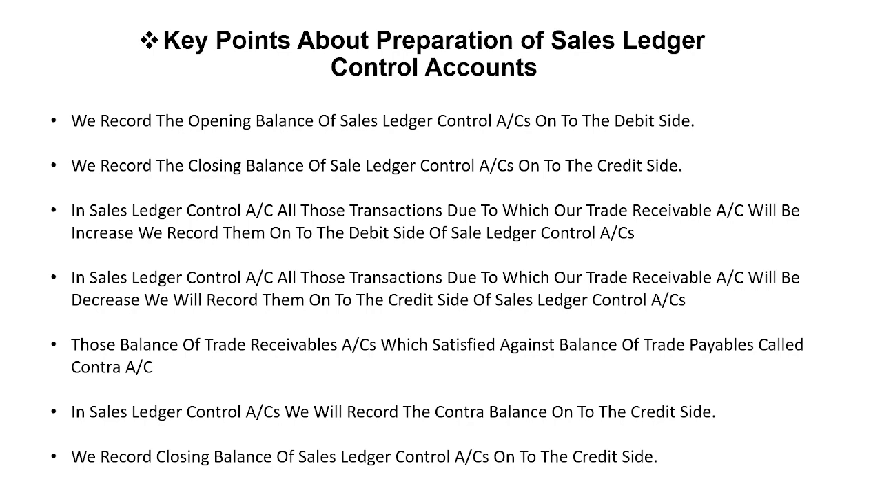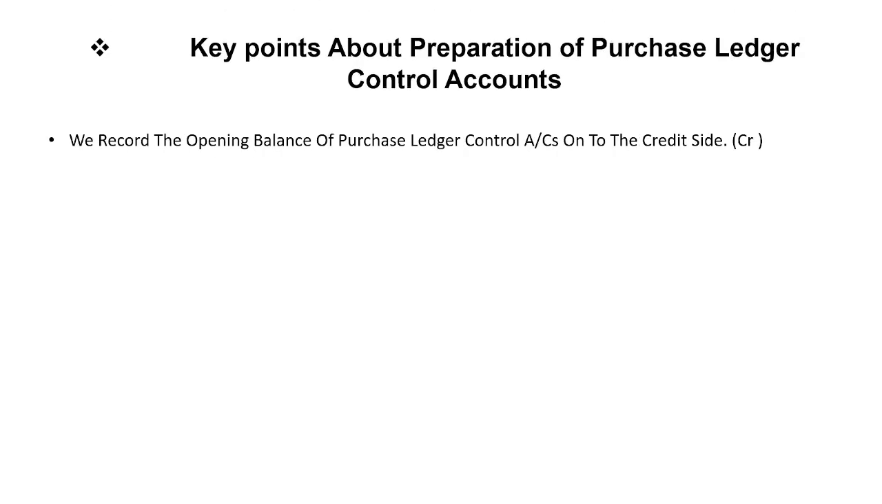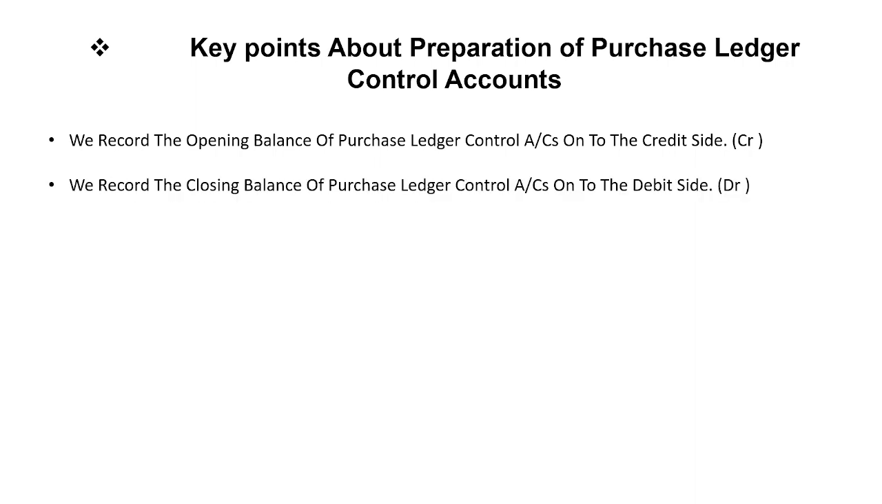You will easily prepare the sale ledger control accounts. Within a few seconds, we will understand some key points about the purchase ledger control account. The first point is that we record the opening balance of the purchase ledger control account on the credit side. The next point is that we record the closing balance of the purchase ledger control account on the debit side. Opening balance we record on the credit side and closing balance we record on the debit side.